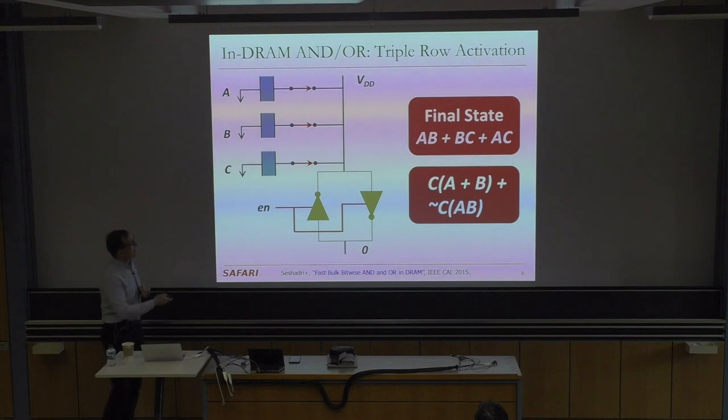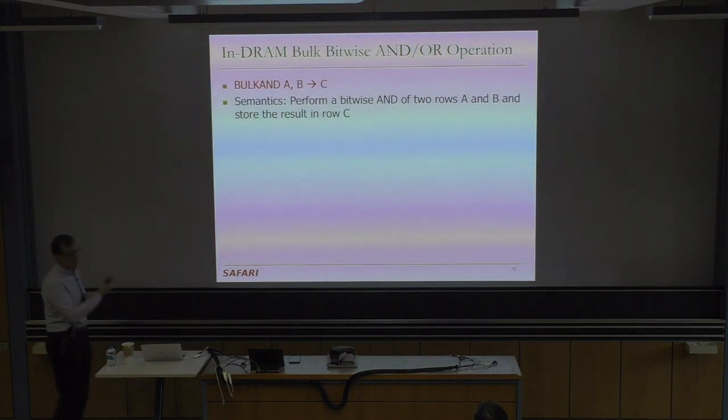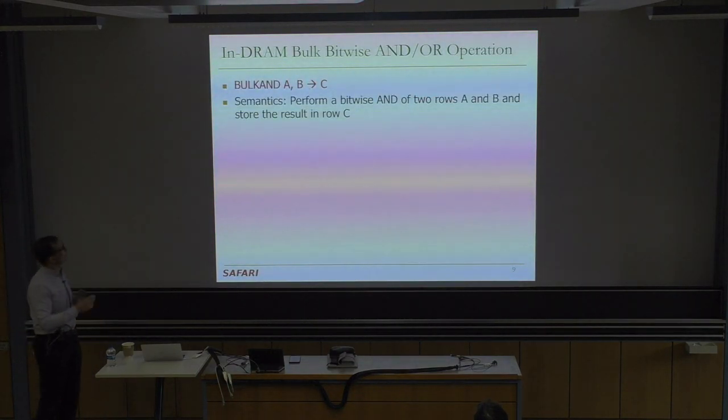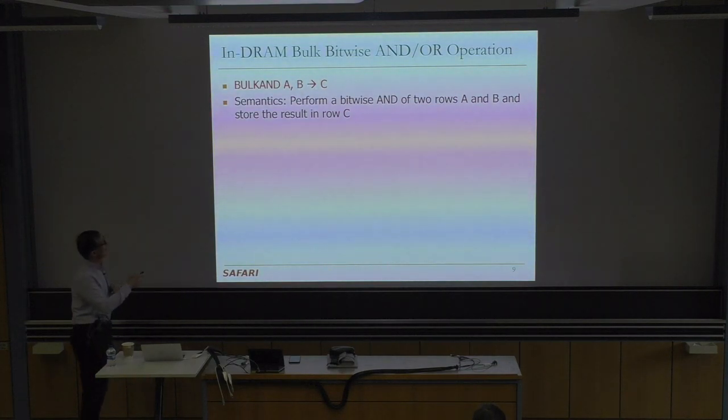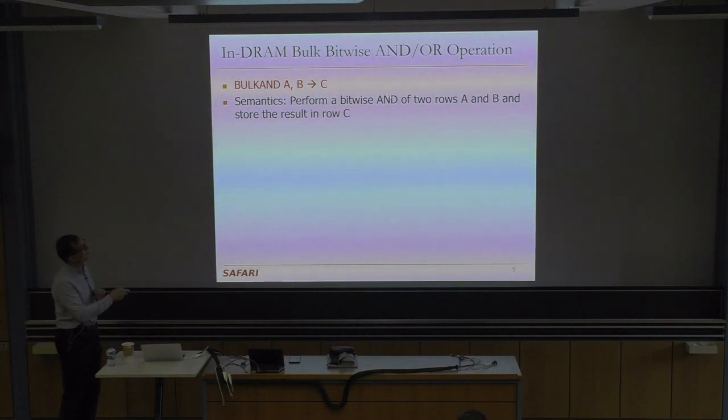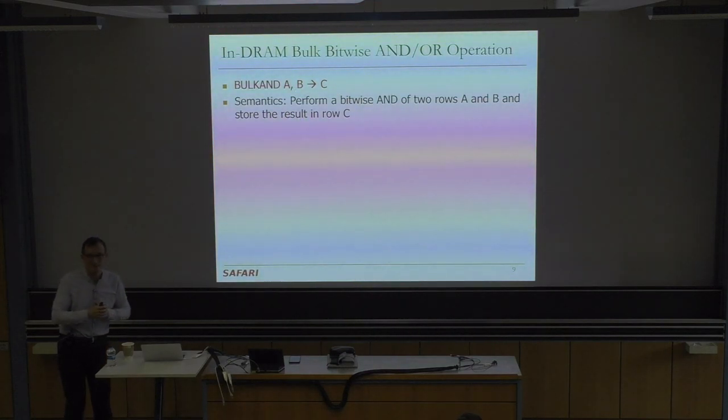Okay, so now we have AND and OR. You can actually expose this to the ISA. This is one way of exposing it, right? You could, for example, add a bulk AND instruction in your ISA. There are architects we can create, right? And the semantics could be defined as perform a bitwise AND of 2 rows, A and B, and store the result in row C.